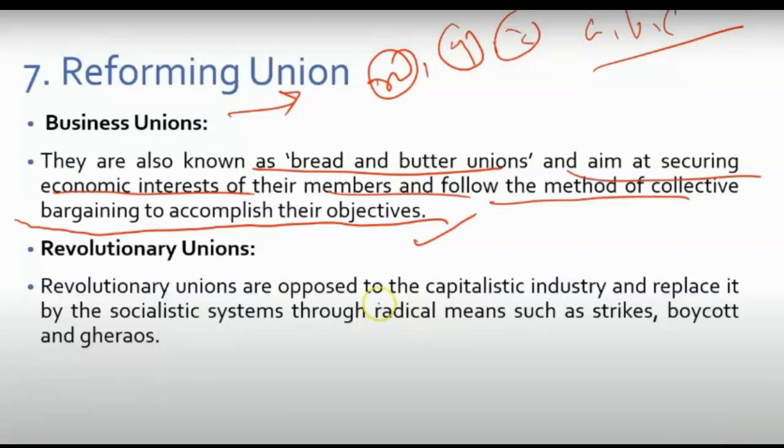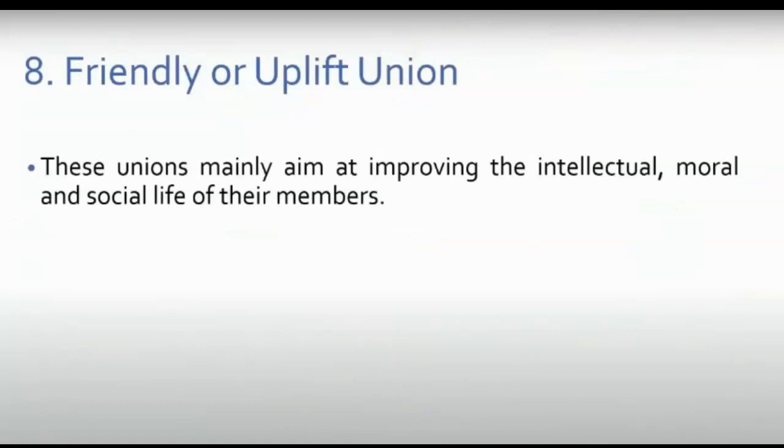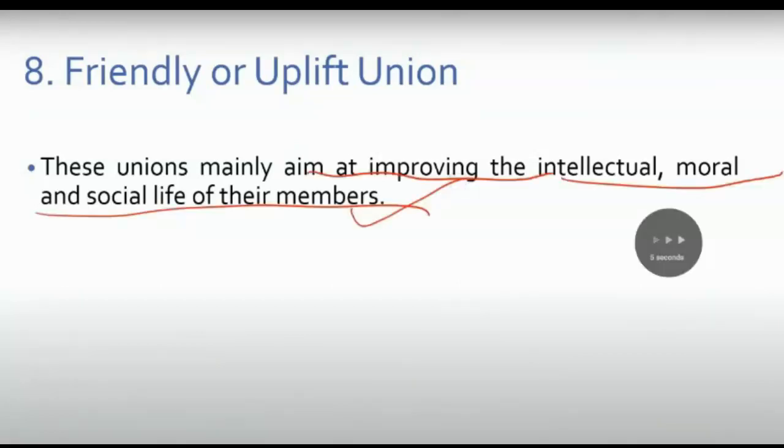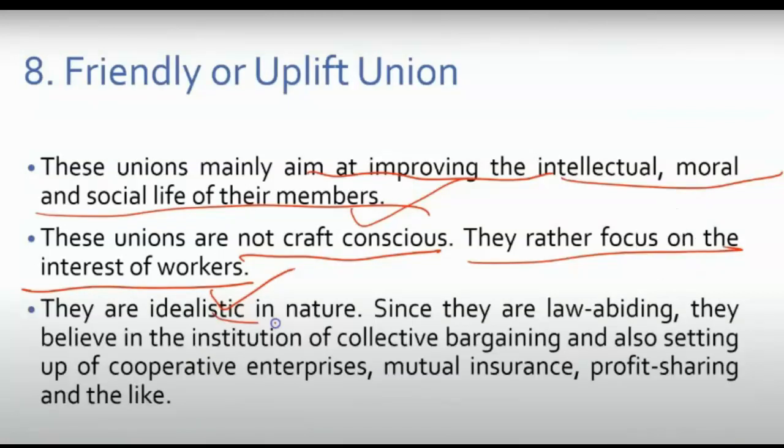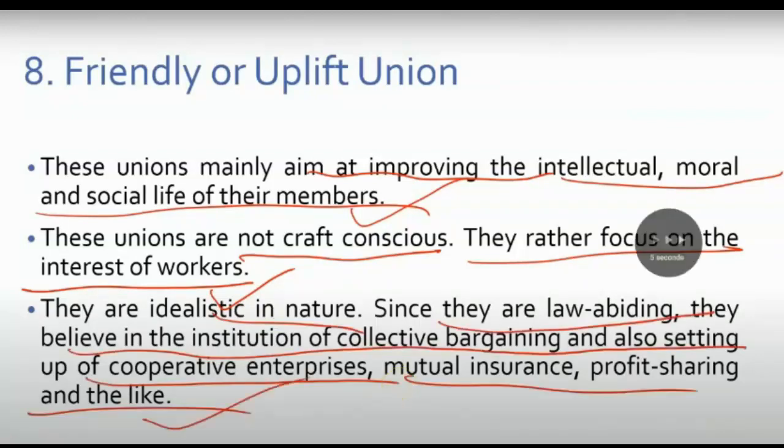So almost we are done. We are left with one more, called the friendly and uplift union. These are intellectual and moral members. They don't fight with management; they only help other members to be part of it, and they organize different kinds of activities. These are non-craft conscious, so anybody can join based on their own interest. They are very friendly and law abiding. They don't fight, they do a lot of talking, and they provide insurance, profit sharing, and emotional support to the other members. So we are done with this topic. I hope it is clear.